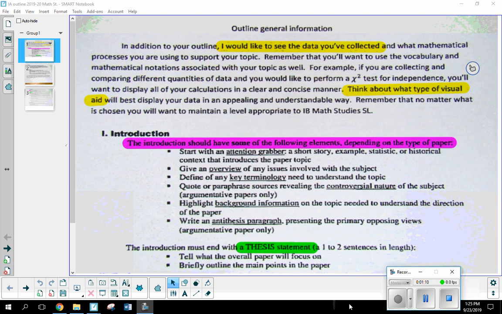So by this time, you should have a pretty good idea of what your internal assessment topic is going to be. If you still don't have one, try to think of one as quickly as you can, or if you have trouble, or if you're even not sure if your topic is going to be good, come talk to me. We can bounce some ideas off each other.